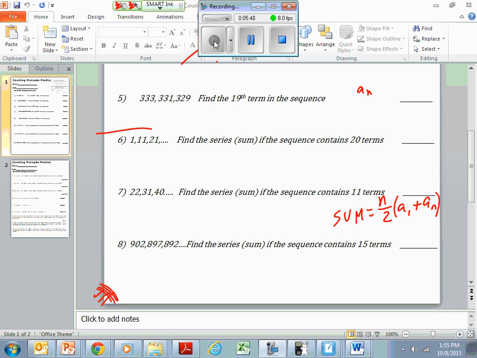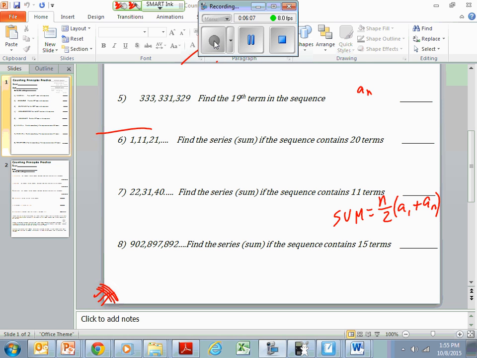The pattern is this. Tell me how many numbers you want me to add up. How many there are, that's the n. I'm going to cut that in half. Once I know how many numbers there are to add up, tell me what the first number is and what the last number is. A sub 1 is the first number. A sub n is the last number. I'm going to add those two together, and when I do, I'm going to multiply by half of the numbers that I have.